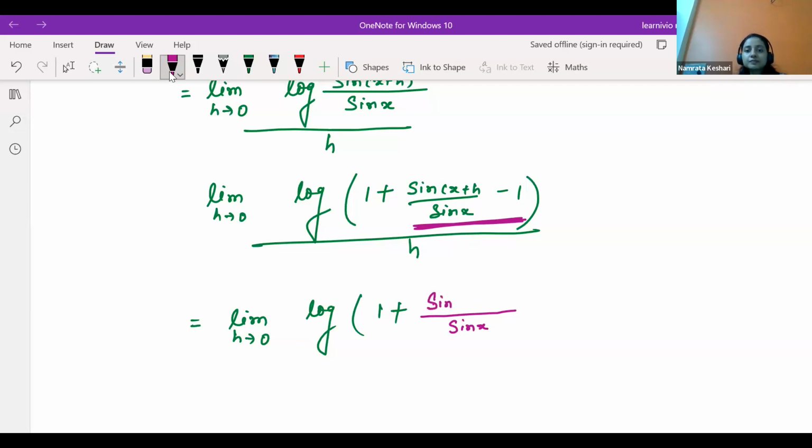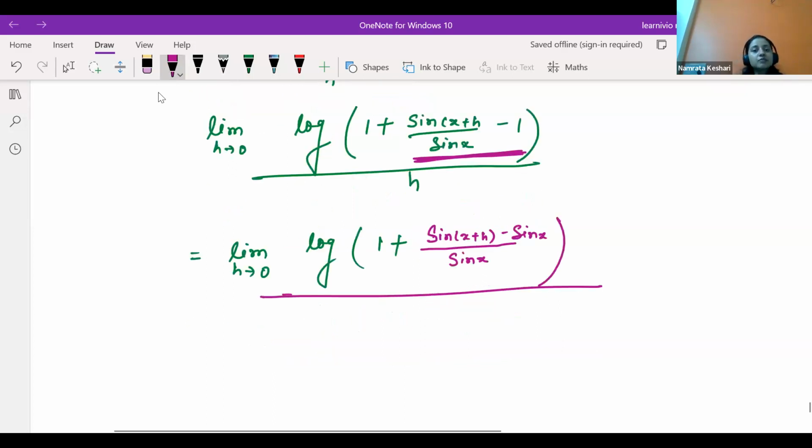Sine x minus sine x. And we will keep it as it is. Okay? We will keep it. 1 plus x we wanted, no? We have created some. But in the denominator, we need the same thing. So what? We will multiply and divide and we will create it.